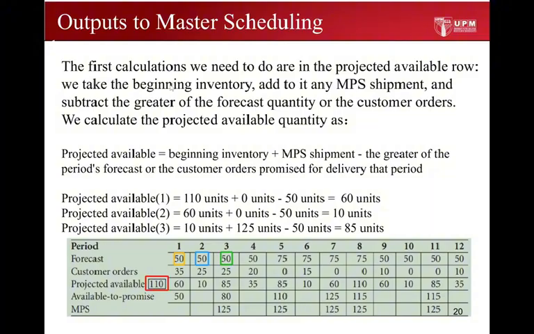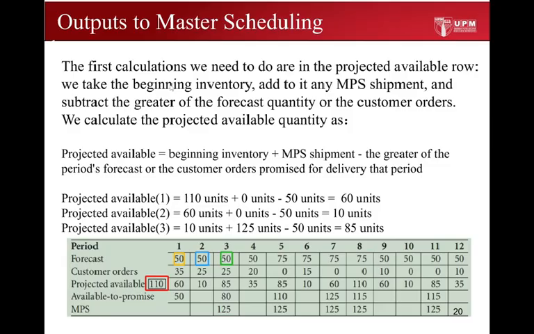We take the beginning inventory, add to it any MPS shipment, and subtract the greater of the forecast quantity or the customer orders. So in period 2, we can calculate like period 1. In period 2, the beginning inventory is 60 units, and the MPS shipment is 0. Since the forecast of 50 is greater than the customer orders, 25, we have 60 plus 0 minus 50 equals 10 units.